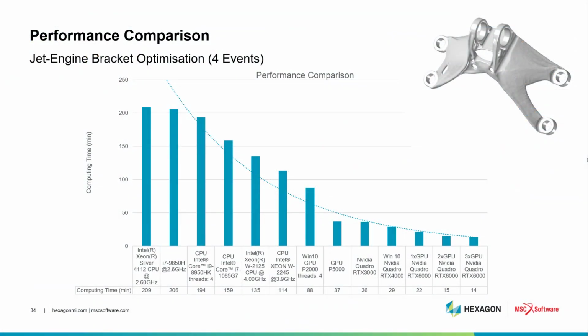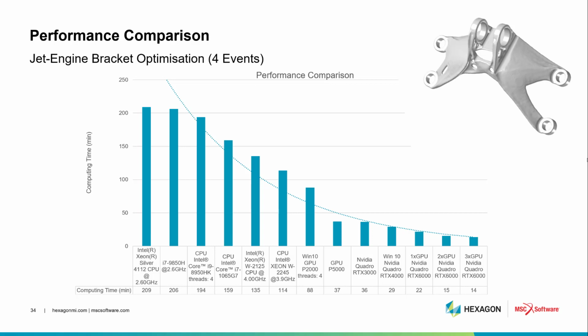To finish this presentation, I would like to show you a performance comparison. We used this jet engine bracket on the right side with 4 events and calculated the optimization on different machines and different setups. We used some CPU calculations, which took about 209 minutes.